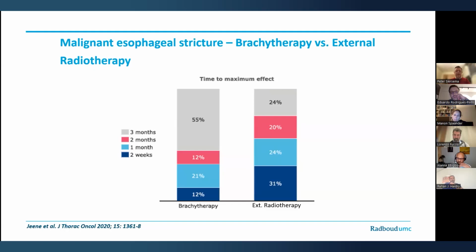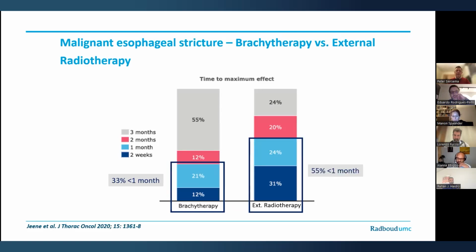There was one striking difference between the 2 treatments, and that was that in the brachytherapy group, 33% of patients had improvement of dysphagia within 1 month. However, in the external radiotherapy group, that was 55%. So there are many more patients that had already improvement in dysphagia in the external radiotherapy group as compared to the brachytherapy group. That suggests that brachytherapy maybe no longer needs to be used, and it's also possible to use external radiotherapy for palliation of dysphagia.